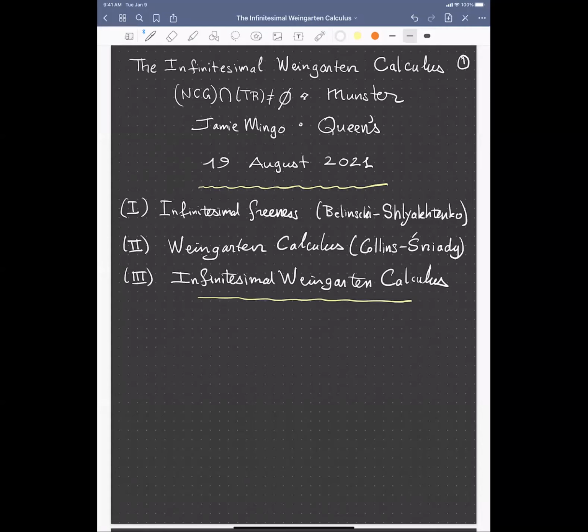So I'm going to try and connect some things to topological recursion. There's going to be three parts to my talk. The first is infinitesimal freeness, which was something introduced by Belinsky and Shlekhtenko about 12 years ago. There's the orthogonal Weingarten calculus from the 2006 paper of Collins and Sniady. And then I'm putting these together in something which I am whimsically calling infinitesimal Weingarten calculus. So I'm stretching the words a little bit. I just tried to make a catchy title so you would listen to the talk.